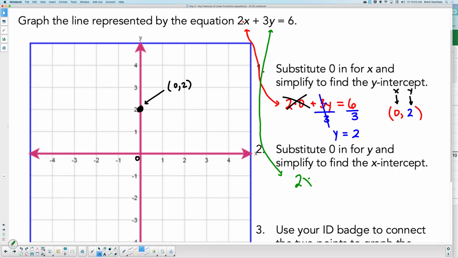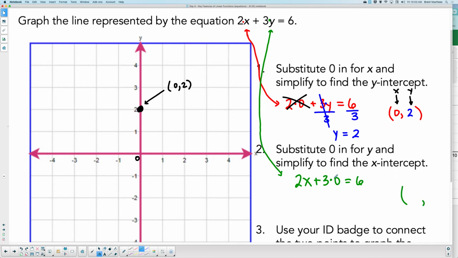Okay, so we leave the x alone. It's 2x plus 3. Now, what's this 3 doing to the y right now? Multiplying. So instead of saying 3y, we're going to do 3 times. And what are we substituting in for y? 0 equals 6. So what we're doing is we're finding the x-intercept.